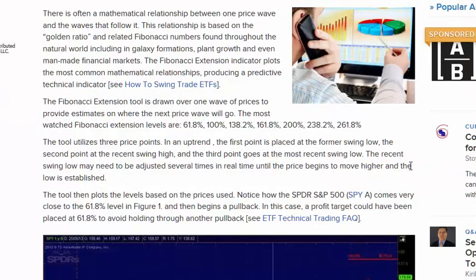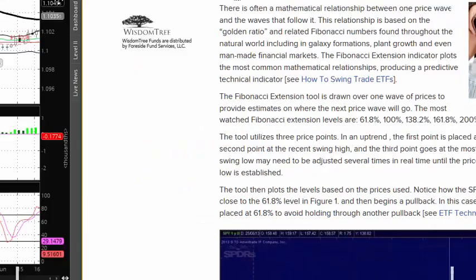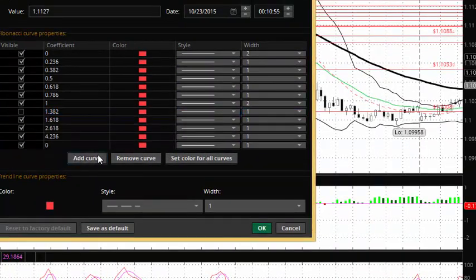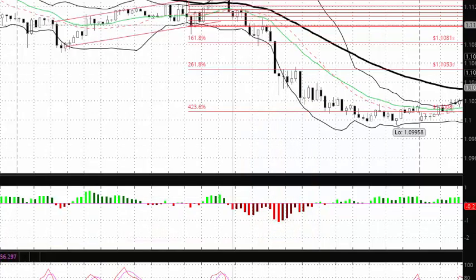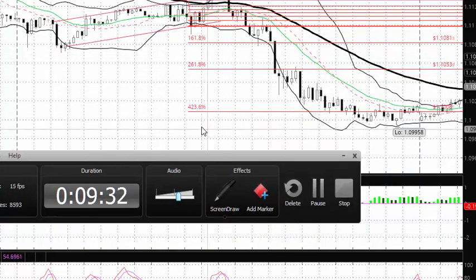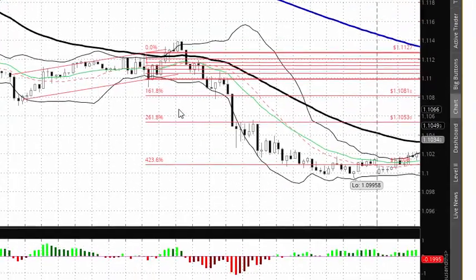Okay, here I found some extras online on Investopedia. So we have 161.8, 261.8, and 423.6 are the most popular. So 238.2 is what we want. So what we'll do is go add a curve. I don't know why it's called a curve. Actually, 238.2. What I want to do is see if it helps. It didn't even pop up. So we're going to forget that for now, okay? I've never used it. You guys don't need to.